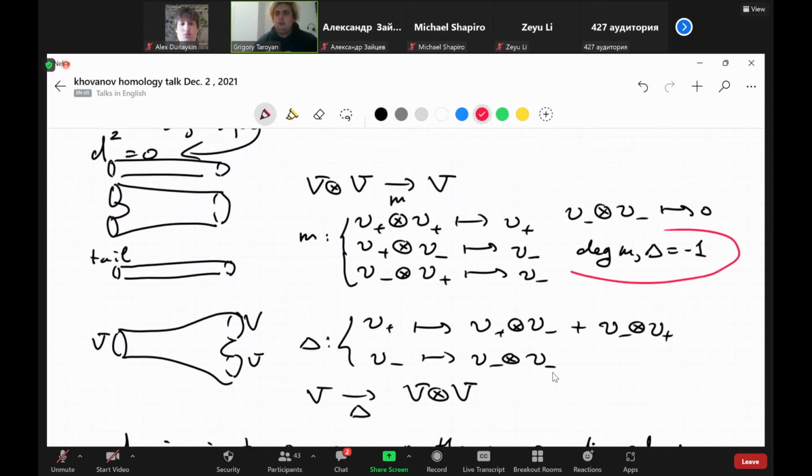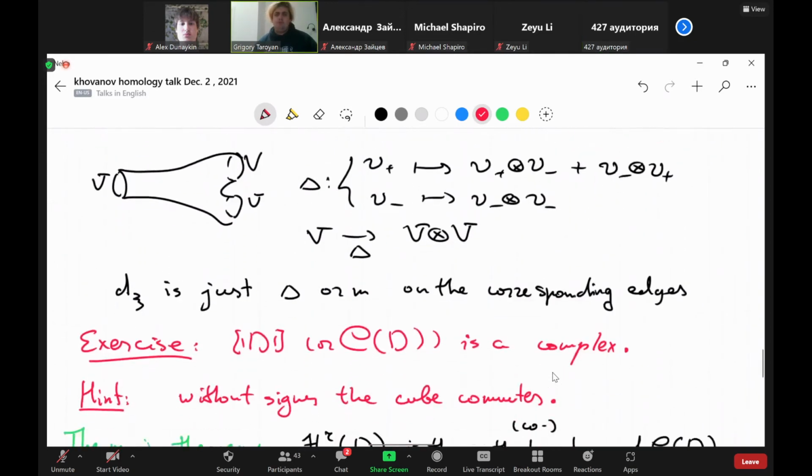Значит, когда мы отправляем v плюс тензор на v плюс в v плюс, мы понижаем суммарную степень на единичку. То есть и для остальных случаев также. То же самое для дельта, для операции дельта. Поэтому операция m и дельта понижает степень пространства на единичку, но когда мы делаем сдвиг градуировки, то они оказываются в степени 0.